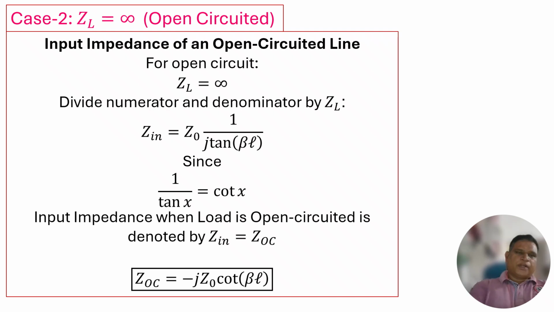Similarly, the open circuited transmission line input impedance is denoted by Zoc. This is when ZL is equal to infinity. By substituting ZL equal to infinity in the input impedance equation, Zin is equal to Z0 into 1 by j tan beta L. Since 1 by tan x is equal to cot x, the input impedance when the load is open circuited is denoted by Zoc. Therefore, Zoc is equal to minus jZ0 cot beta L.